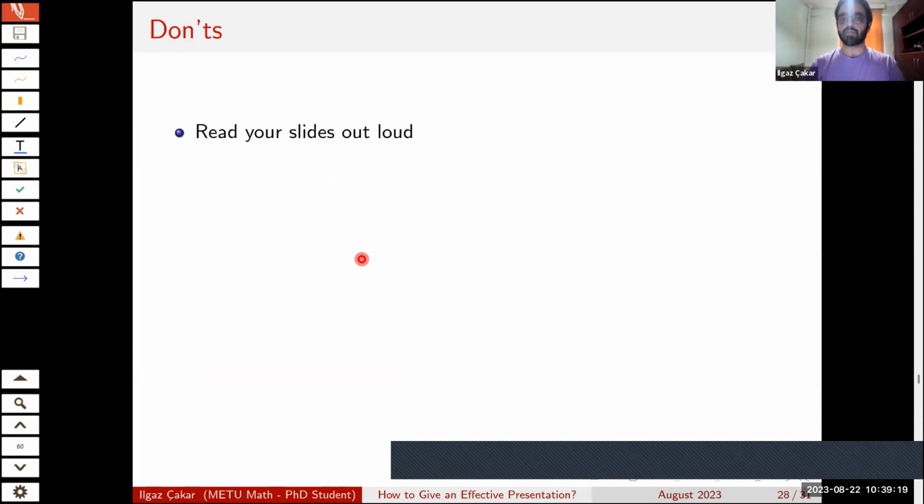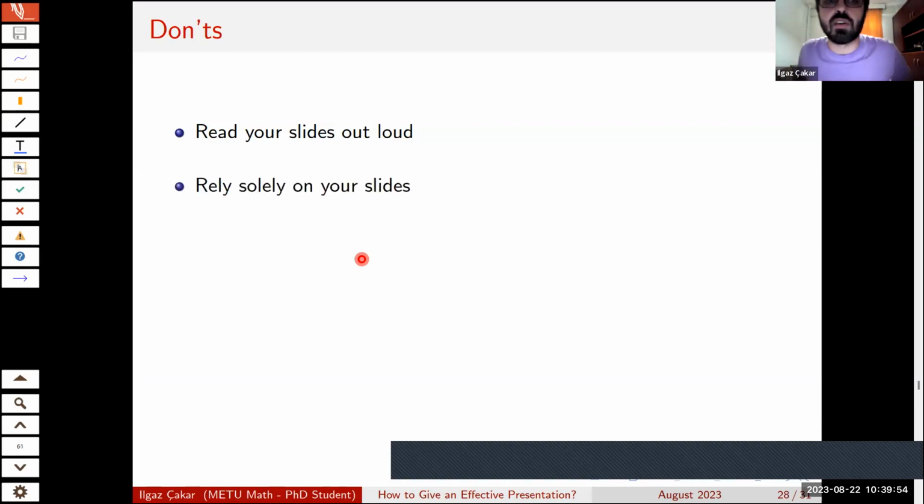Let's talk about don'ts. Don't read your slides out loud. I mean, of course you can read, but that shouldn't be the only thing, because as your audience, being university students, you all know how to read things. So your job is not to read your slides. Your job is to explain what is written on your slides. And this again brings me to the thing that you should avoid using too much text. Use less text and more speech.